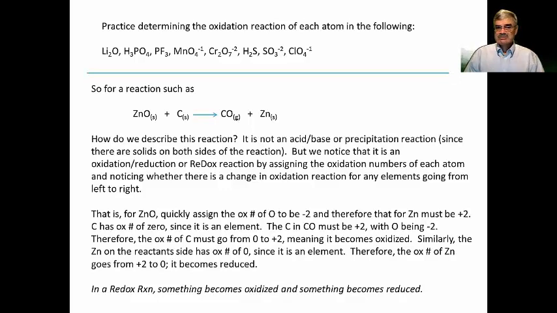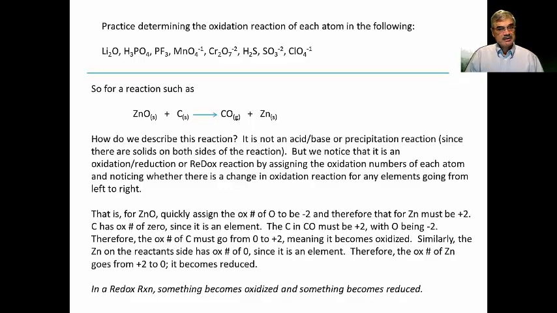Now, why do we want to do this again? Because if we have a reaction such as I've shown, zinc oxide plus carbon going to carbon monoxide and zinc, the question that you will be asked is, how do you describe this reaction? What type of reaction is this? Is this an acid-base reaction? I don't see anything that I would call an acid, and I don't see anything I would call a base, and I'm not forming a salt and water as my products. Probably not an acid-base reaction.